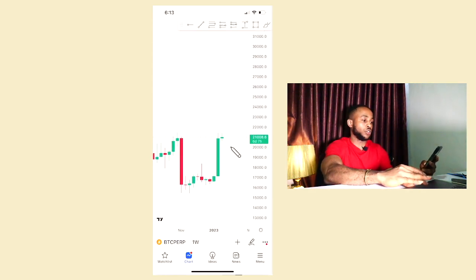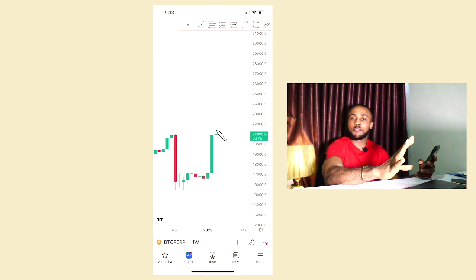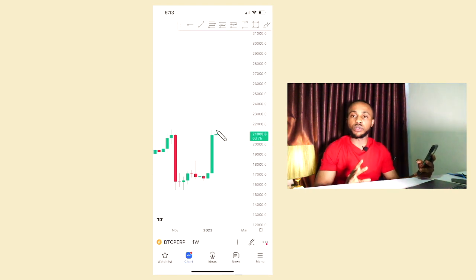So as you can see, I just zoomed out. When this candle closes, that means it will be the end of the week. Okay, so that is how the weekly time frame and the daily and all of that actually works. Once you zoom in, you're going to get a clearer picture of how the time frame actually is.